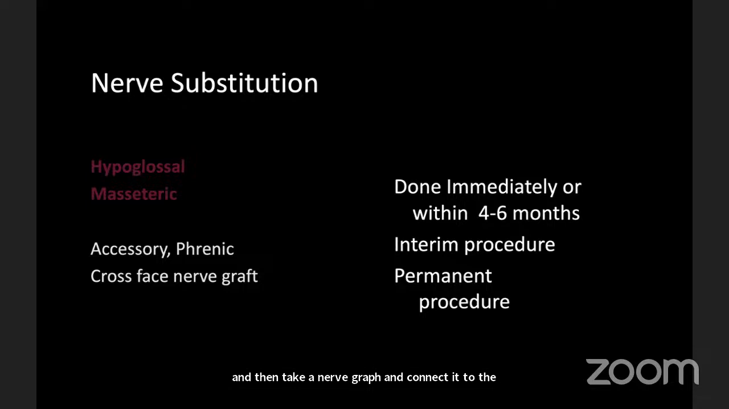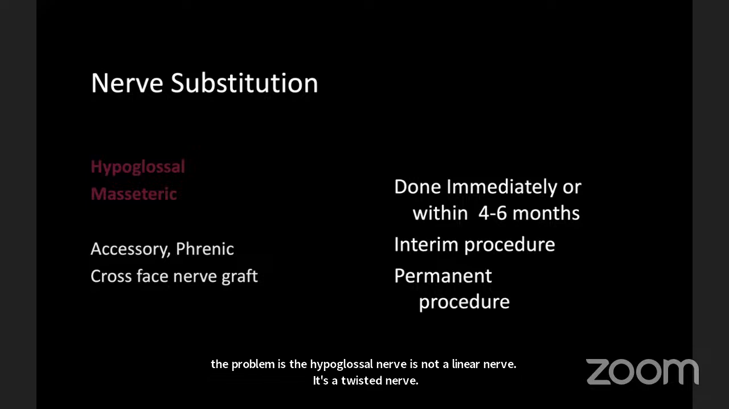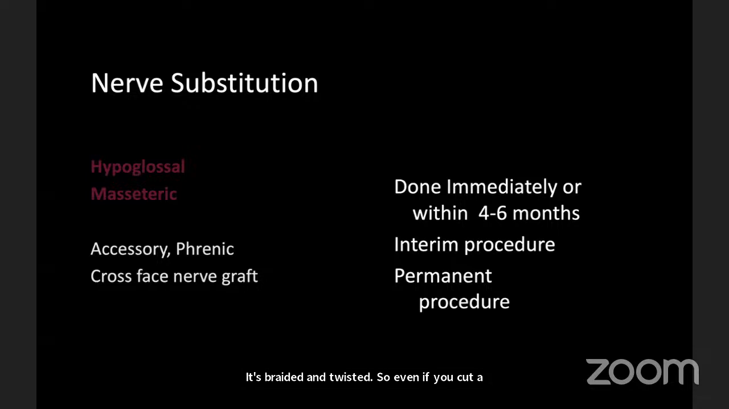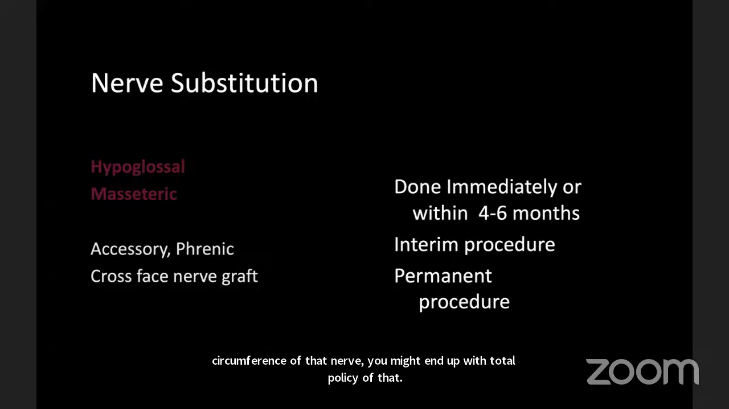But the problem is the hypoglossal nerve is not a linear nerve. It's a twisted nerve. It's braided and twisted. So even if you cut a circumference of that nerve, you might end up with total palsy of that hypoglossal nerve.